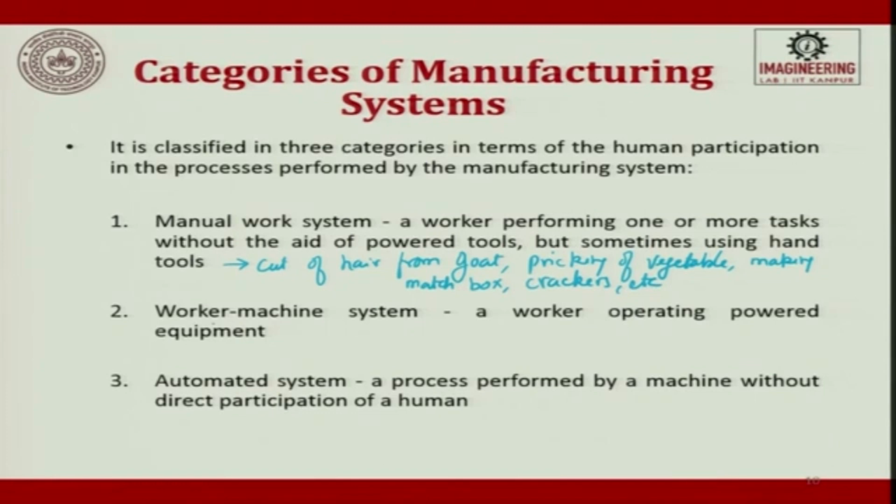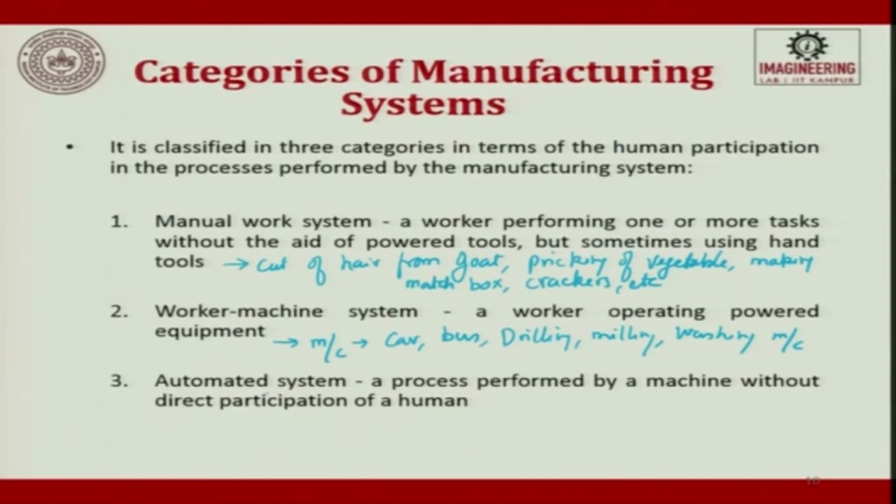When we go to the next one, worker machine system, here all machines like car, bus, then you will have drilling machine, milling machine, washing machine. All these things are examples where the worker uses a power tool to do some operation.